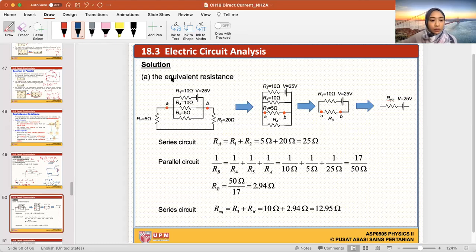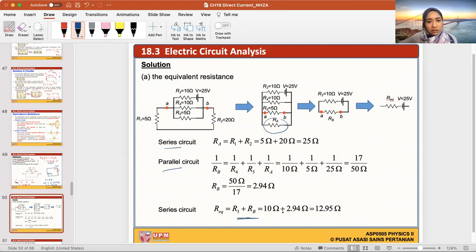Okay, so let's see how this schema jawapan buat macam mana. So here, they combined R1 with R2 to get RA. Yes, that is what we did. And then R3, R4, R5, RA. R3 is not combined as parallel, so 10, 5, and RA is in parallel. So you get RB, so series and then parallel. And then RB is in series with R3, which is what we did. Okay, so it's the same.